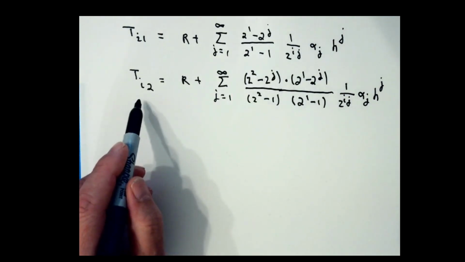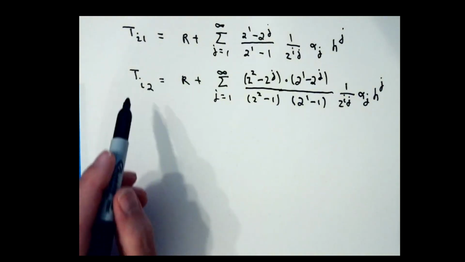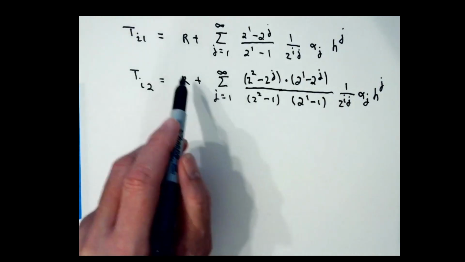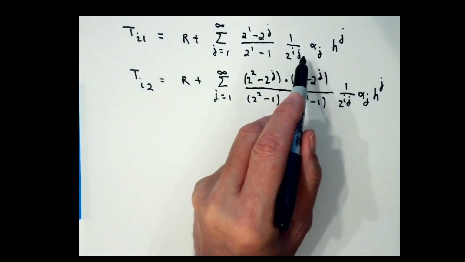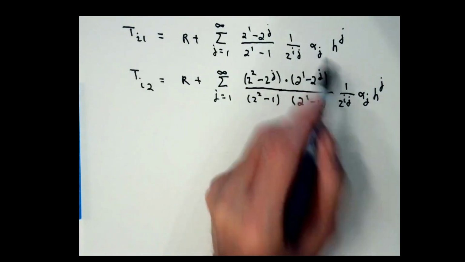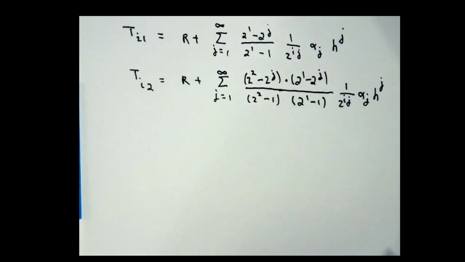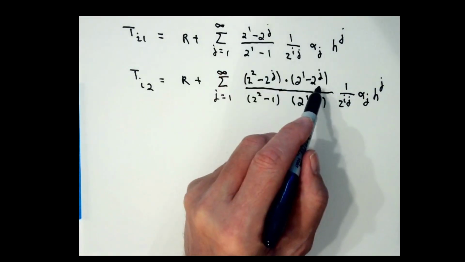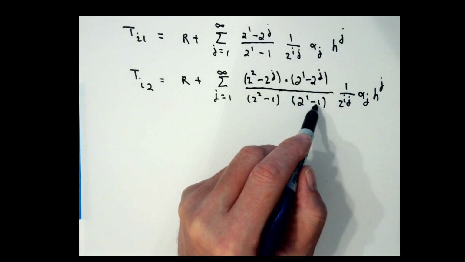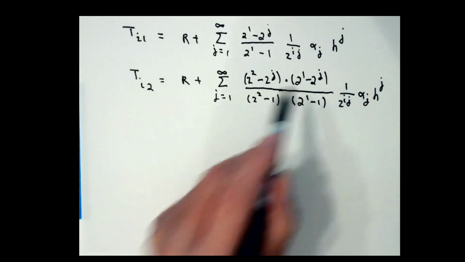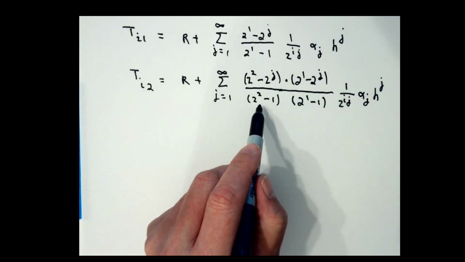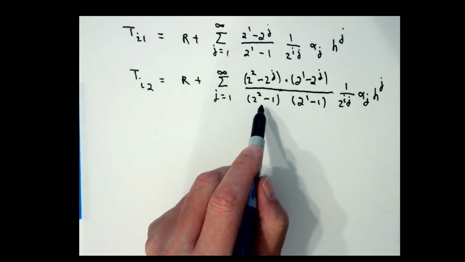After calculating T_i2, what we found out is it's the same formula except for one thing. The r is the same. 1 over 2 to the ij is the same. Alpha j is the same. H to the j. There's a 2 to the 1 minus 2 to the j in both of them, and 2 to the 1 minus 1 on the bottom of the fraction. The only thing that's new is we have a factor of 2 squared minus 2 to the j upstairs, and one of 2 squared minus 1 downstairs.